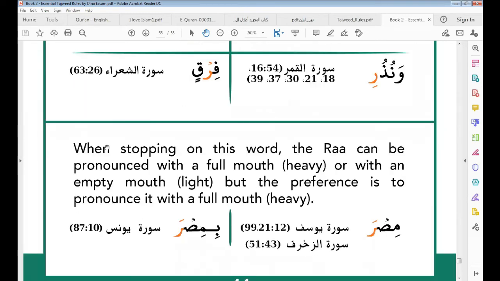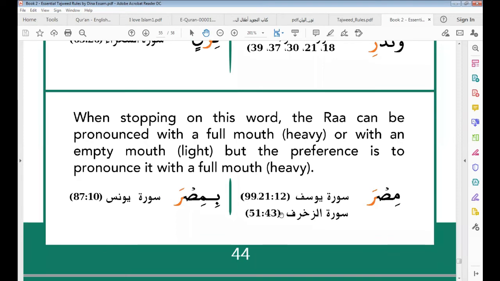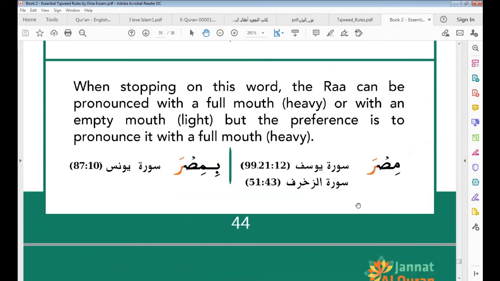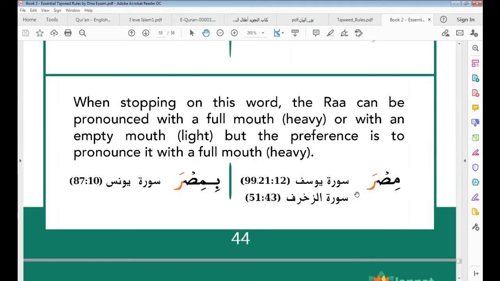light way. When stopping on these words, the ra can be pronounced with a full mouth, heavy, or with an empty mouth, light, but the preference is to pronounce it with a full mouth, heavy. So these two words, we can say them with a full mouth or with an empty mouth, but the preferred way is to say it in a heavy way.